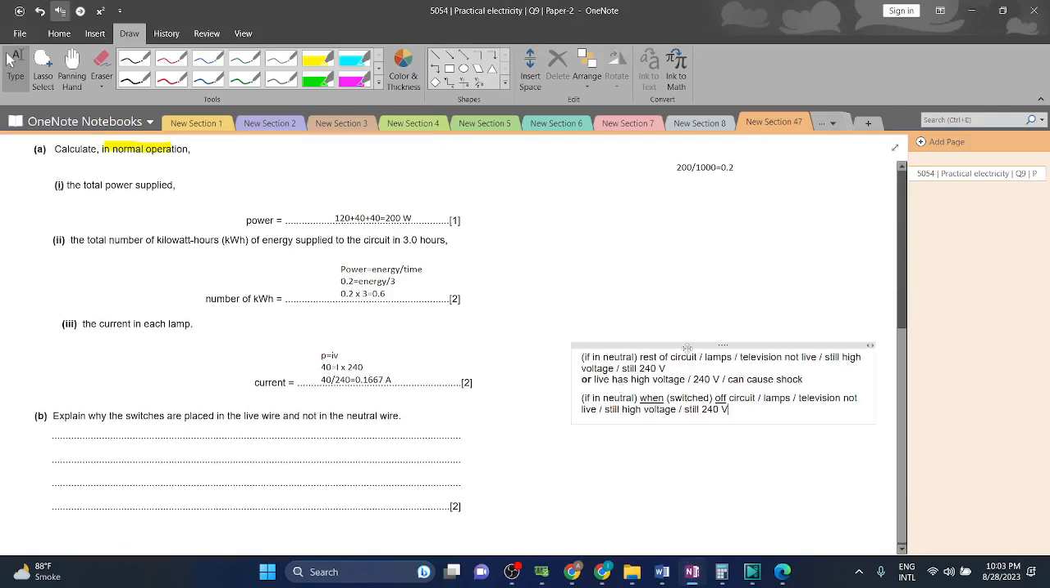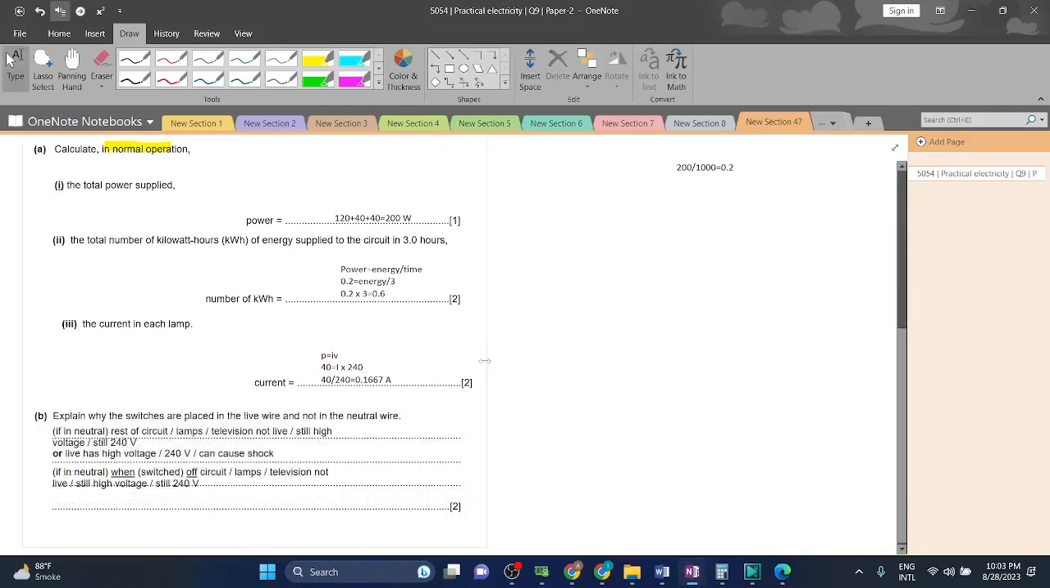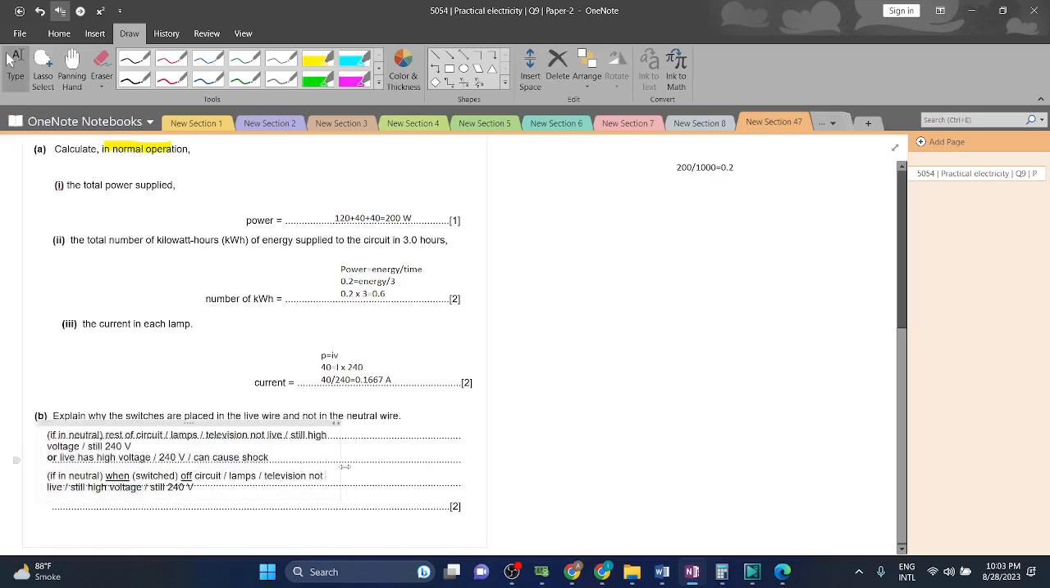So let's read the answer given to us in the mark scheme. If in the neutral wire, the rest of the circuit, lamp, television, is not live but still at high voltage, still 240 volts. Or the live wire has high voltage, 240 volts, which can cause shock. If in the neutral wire when switched off, the circuit, lamps, are not live but still at high voltage, still 240 volts. Okay? So it will not change. So you have to keep this in mind. This answer is pretty repetitive.